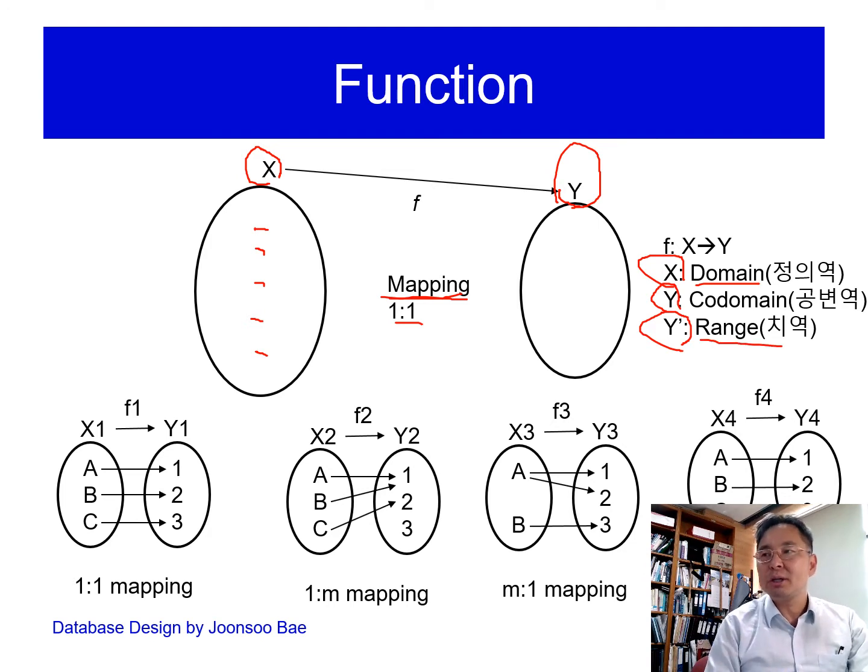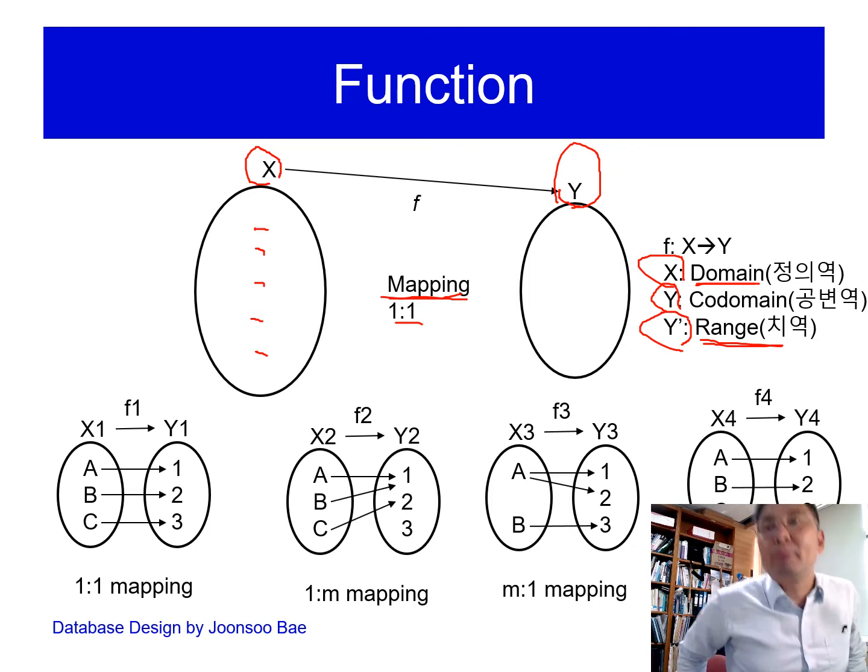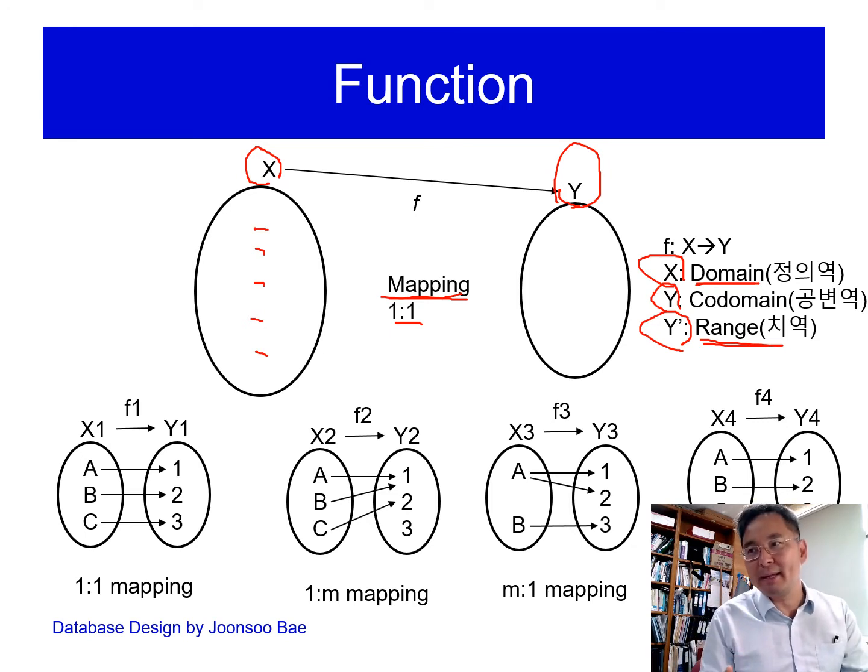So we are very interested in the domain and the range in mappings. We can define a mapping between two sets, the X set, the domain set, and the Y set, the range set. The mapping is a more general concept than functions, so we can think of many types of mappings. Among them, the simplest one is one-to-one mapping.